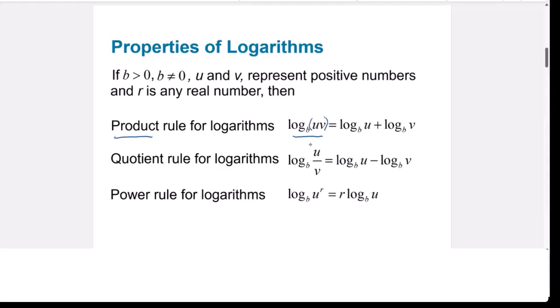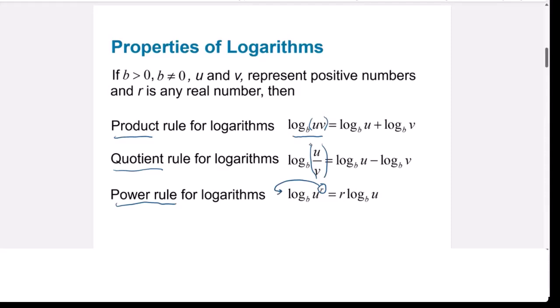Quotient rule. Division. This is what we're dividing. It's the log of U minus the log of V. And the power rule, all you do is you take this exponent and you bring it right around the front.